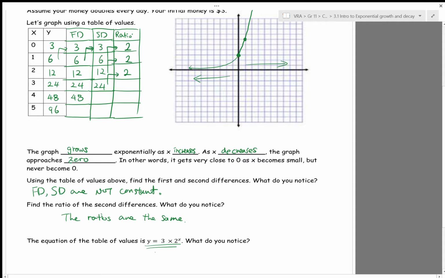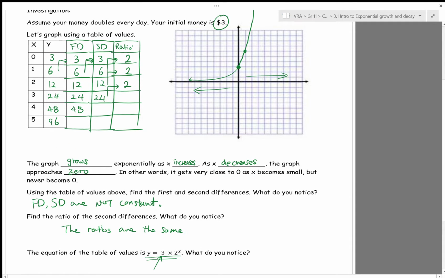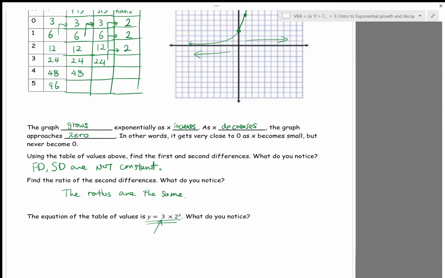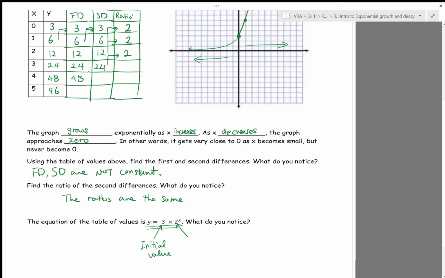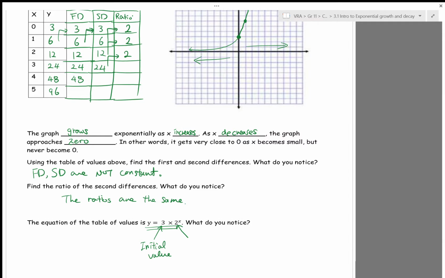So I have 3, and hopefully you notice that the 3 is our initial value, right? Whatever is multiplied in front of the exponential function is your initial value. So the 3 is the initial value. Now, what about the 2? Where do you see 2? I don't see 2 in the y's or FD or SD, but I see the 2 in the ratios. So this 2, we call it the base of the exponential function, is the ratio. Okay, so this is an important part.